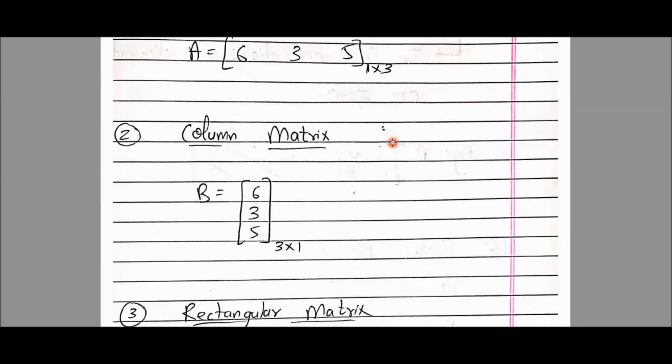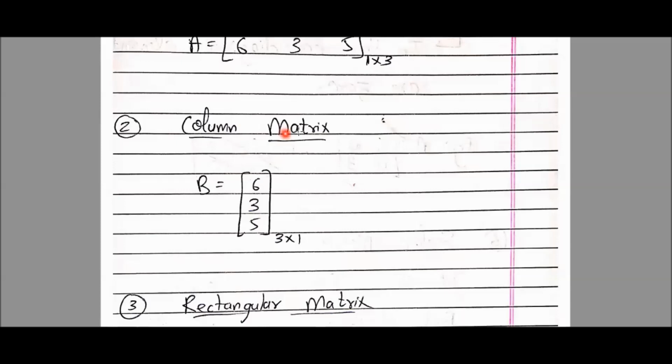Next, column matrix. Column matrix means any matrix which has only one column. Only one column. 6, 3, 5 is one column. But can I say I have 3 rows now? 6 is in the first row, 3 in the second row, 5 in the third row. So the order will be 3 cross 1.